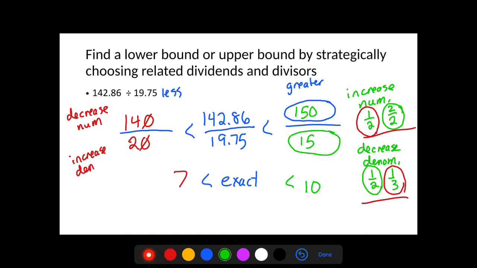If I do this on a calculator to check, my exact answer ends up being 7.23, and then I get some more digits. So indeed, it does fall between those two values.